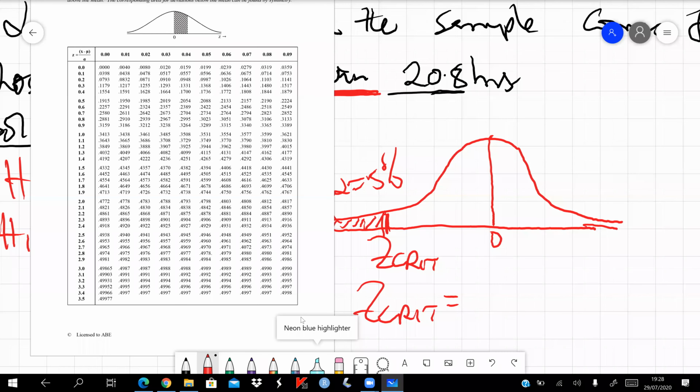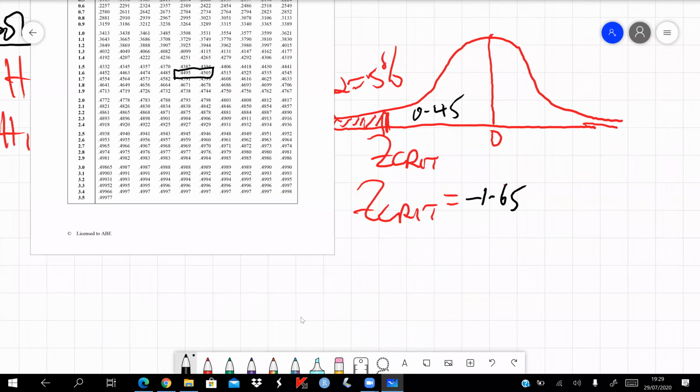So what is this area here? We are working with this value in between there, and we said that we prefer to work with the value. In this case, it will be minus 1.65.